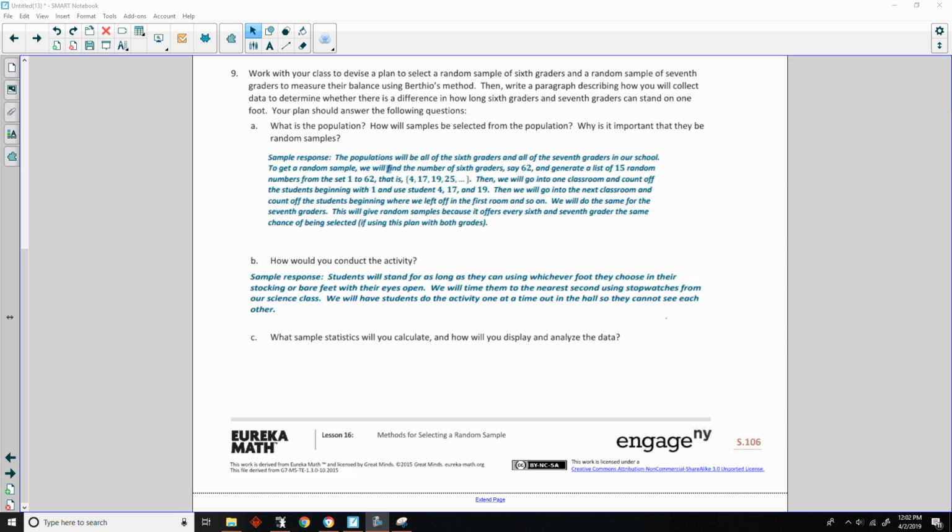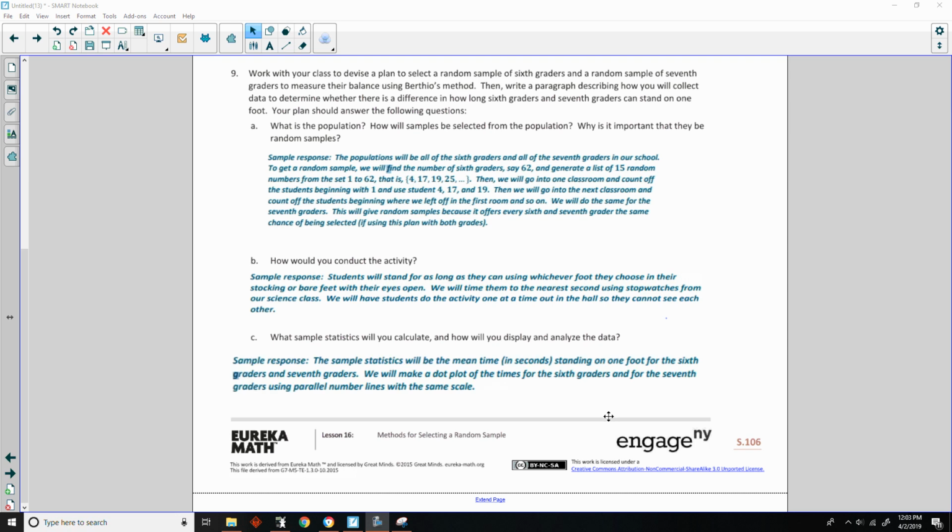C. What sample statistics will you calculate, and how will you display and analyze the data? Okay, sample response could be the sample statistics will be the mean time in seconds standing on 1 foot for the 6th graders and 7th graders. We will make a dot plot of the times for the 6th graders and for the 7th graders using parallel number lines with the same scale.